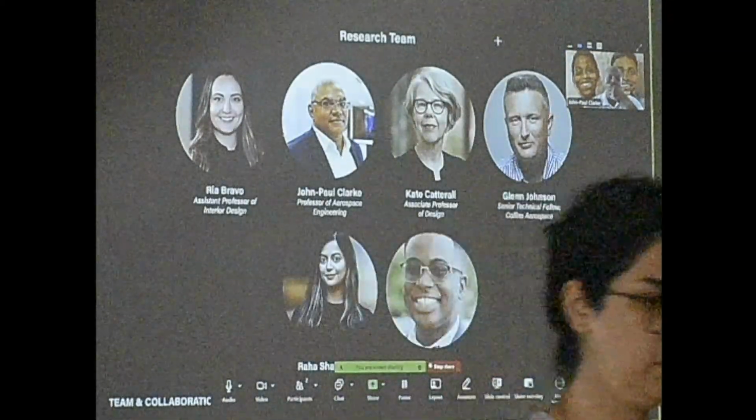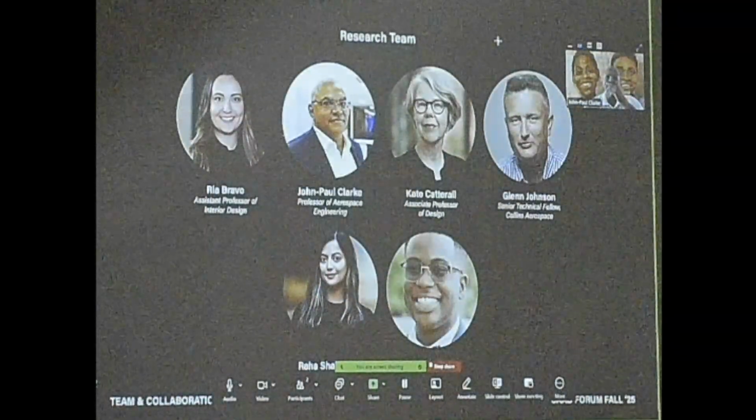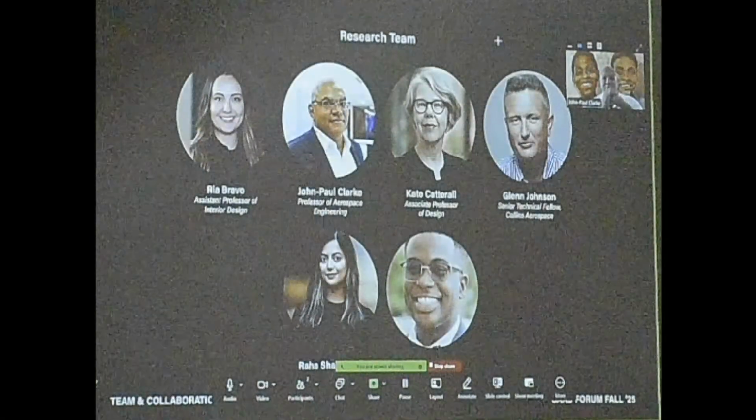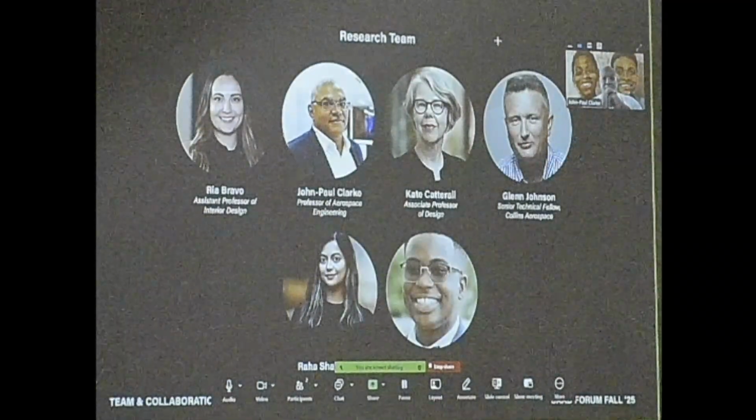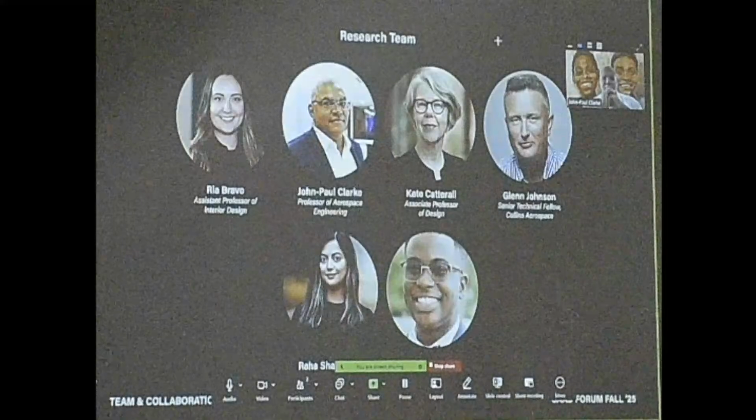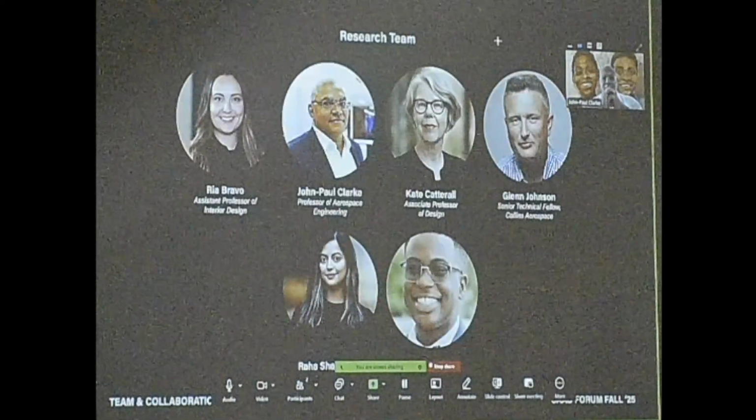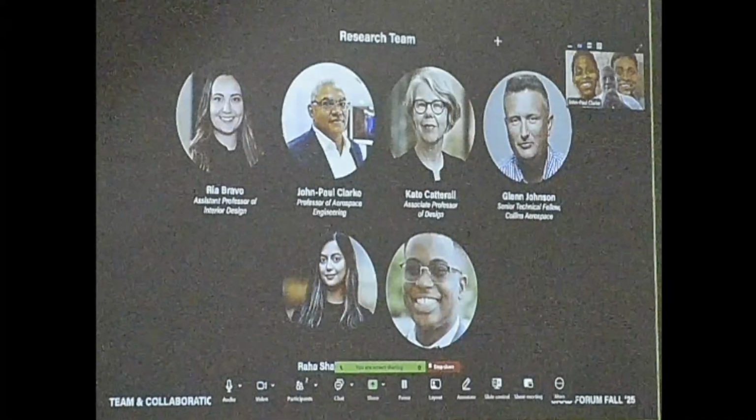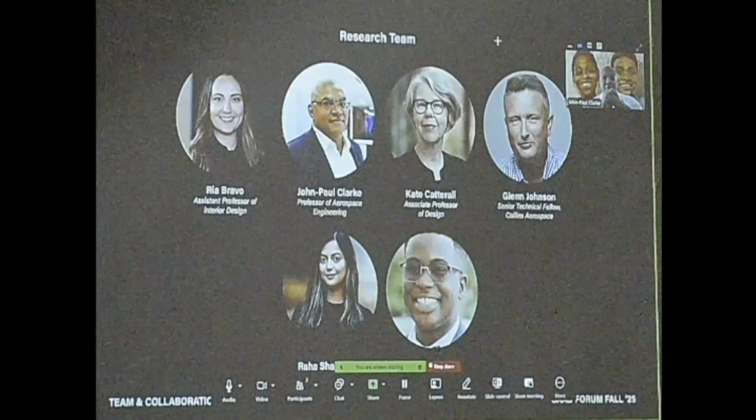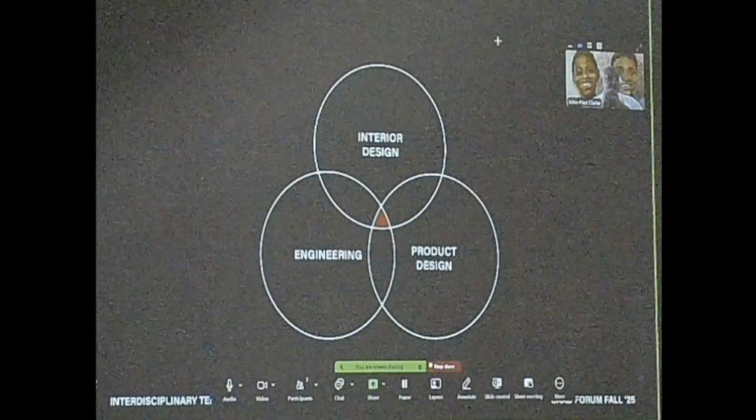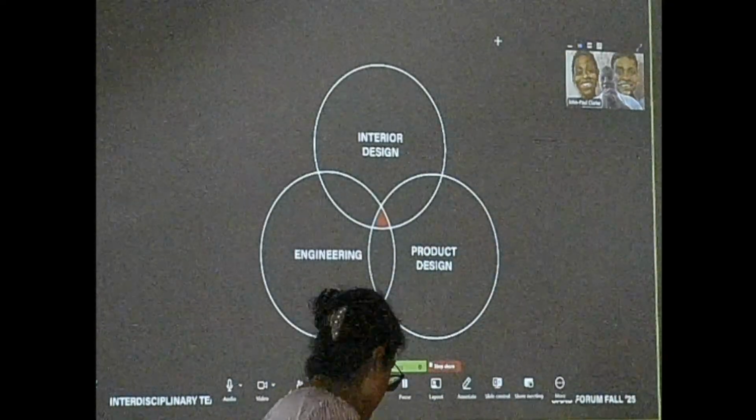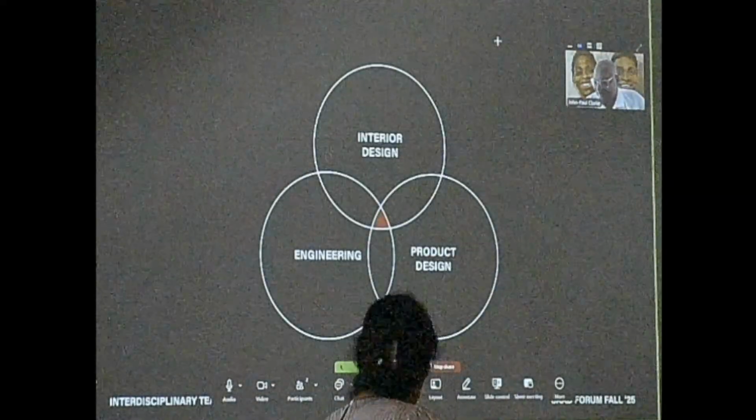Here's the team, here's all of us. Not joining us today is another research assistant who has since graduated, Phillips Peters, who is also in the School of Design and Creative Technology, and then Glenn Johnson, who is a senior technical fellow at Collins Aerospace. And JP, I'll let you take it away from here for a moment.